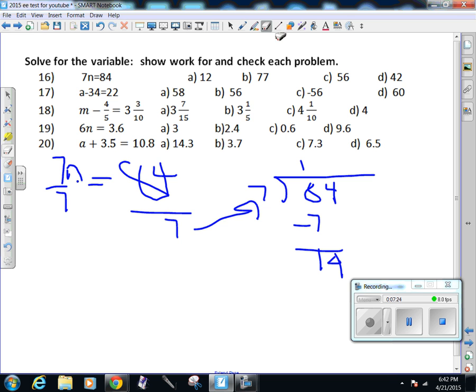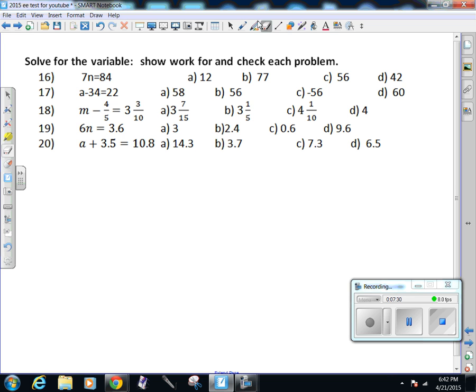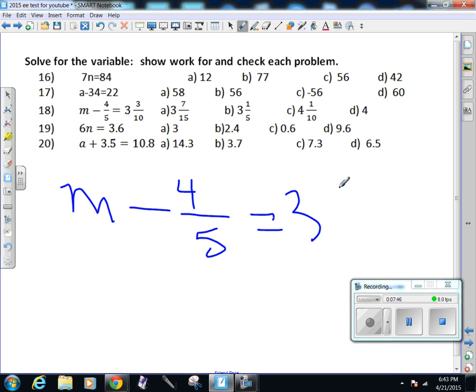Remember, for these questions, you need to be asking yourself, who's the variable, what's happening to it, and do the opposite to both sides. So here you're going to add 34 to both sides. This one's a little bit different. So we've got m minus 4/5 equals 3 and 3/10. You're going to add 4/5 to both sides.